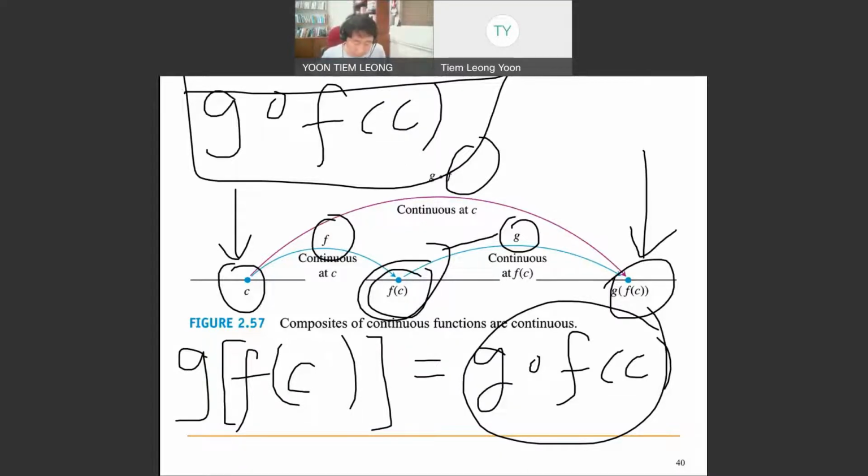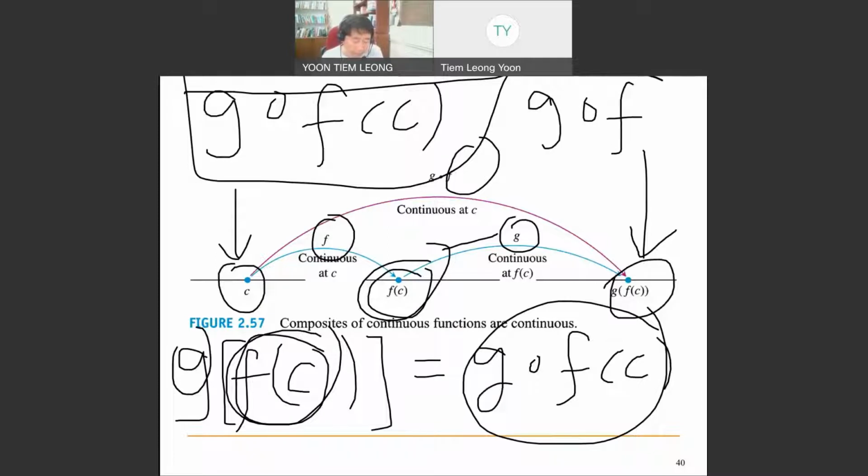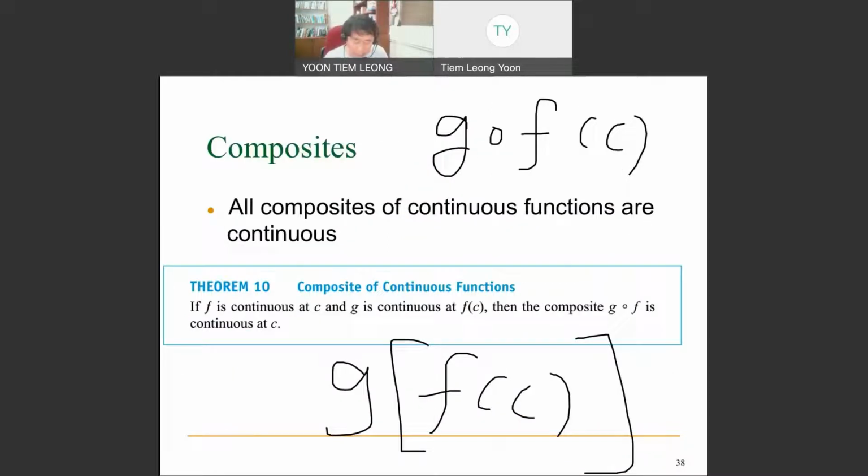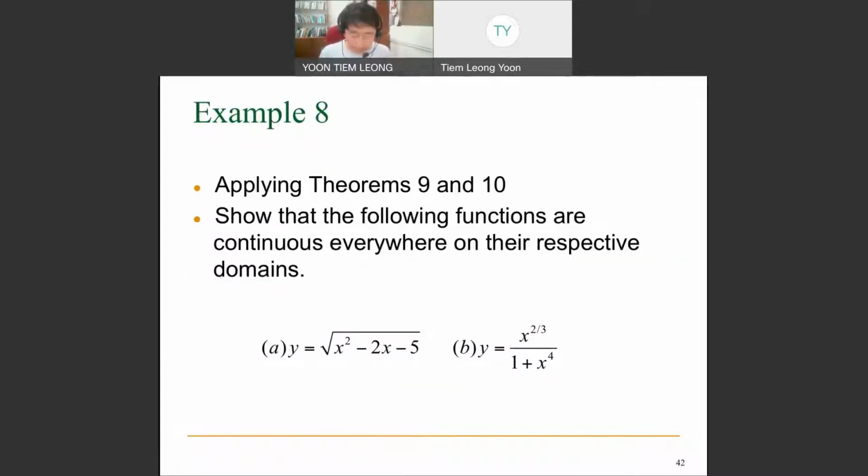Okay. So assume that you have a situation where the function f is continuous at c and the function g is continuous at f(c), then the new function g composed of f is continuous at c. So this is what Theorem 9 says, right? So this is another example that shows you. For example, you look at a function.